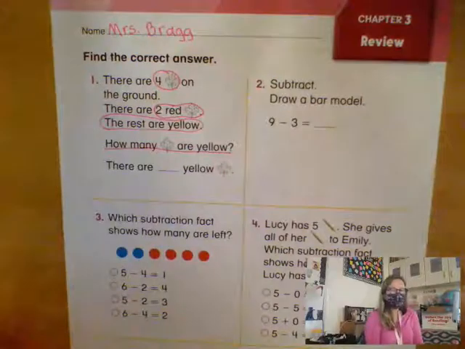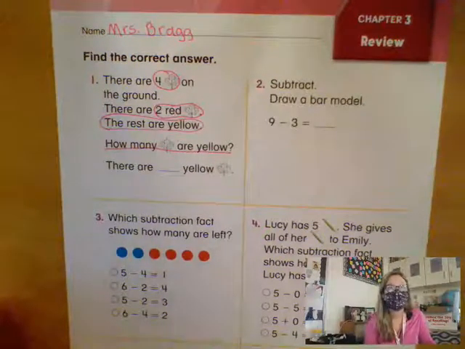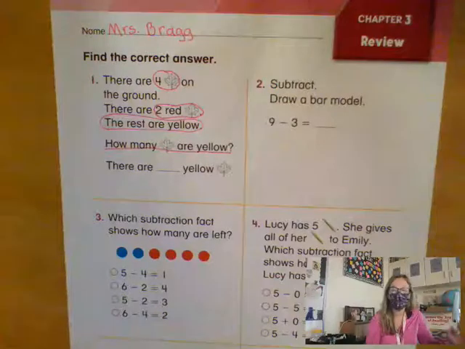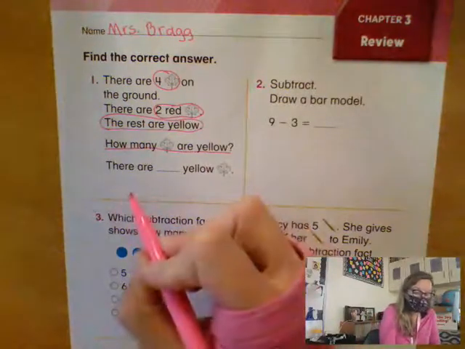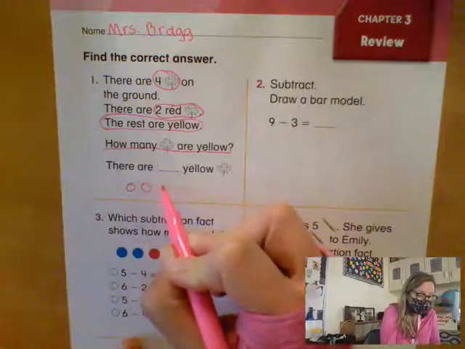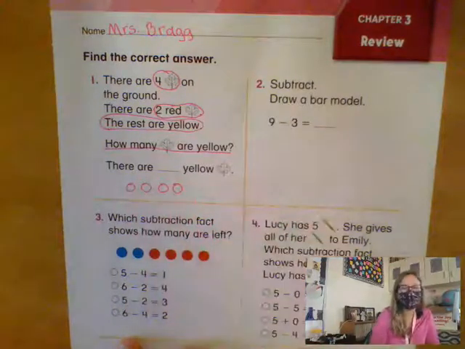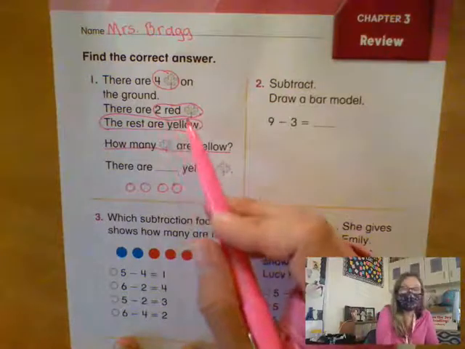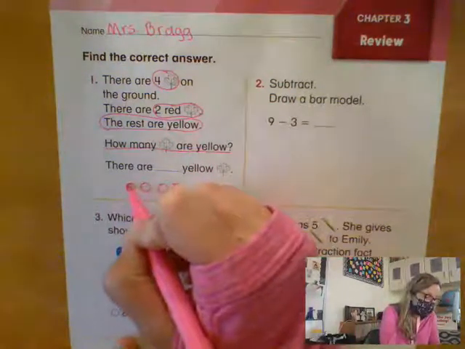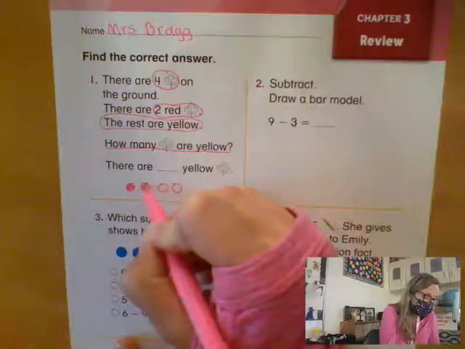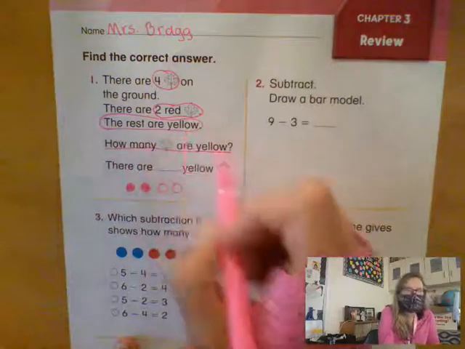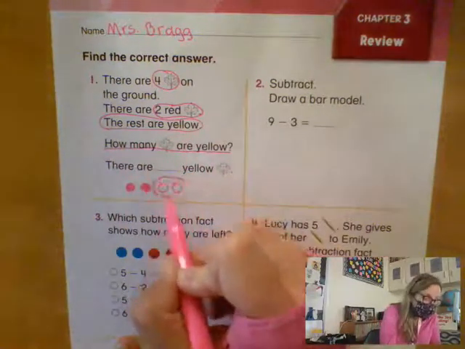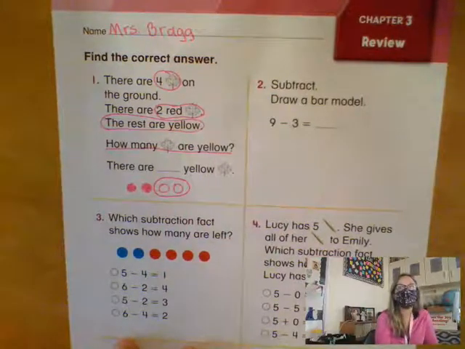All right. Whenever we're trying to solve a word problem, we always start by asking ourselves, what do I already know? And then, what do I need to know? So what do I already know? 4 leaves are on the ground. So there's 1, 2, 3, 4 leaves on the ground. It says 2 of them are red. So I'll mark this one and this one. These are my 2 red. It says the rest are yellow. All the ones left are yellow. So all of the ones left, those are my yellow leaves.